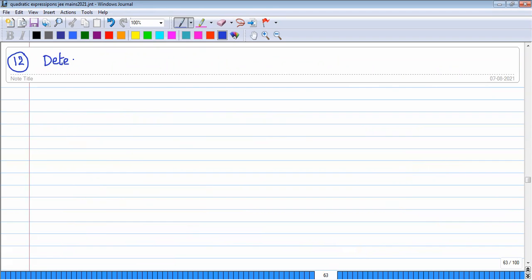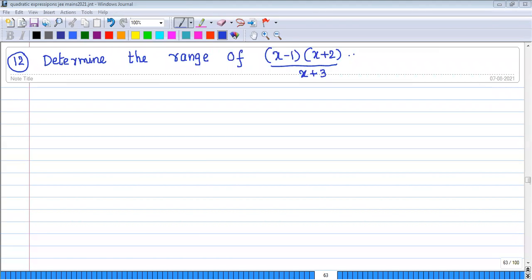Determine the range of x minus 1 times x plus 2 upon x plus 3, provided x belongs to R, the set of real numbers. That's nothing but the range of this function that we need to find out.